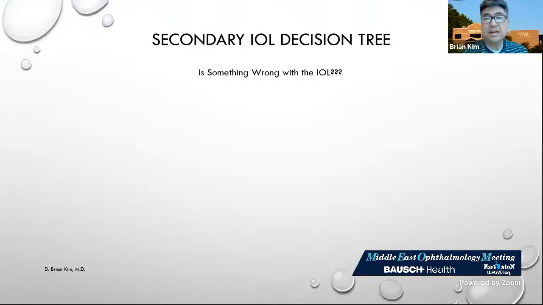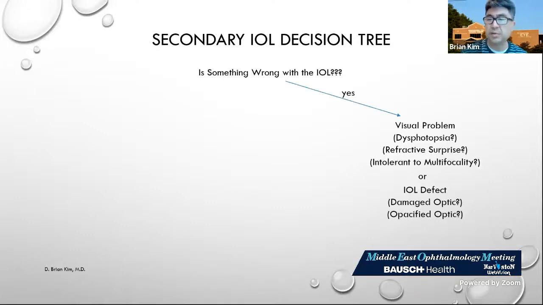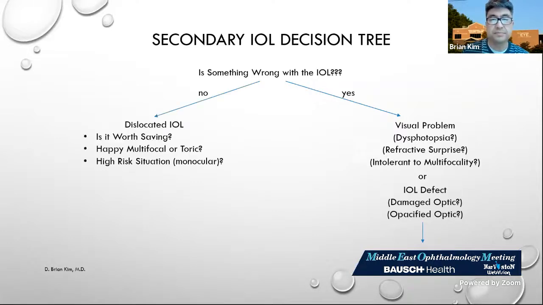And so for secondary IOL, because that's really the topic that we're going to be discussing, we have to think about a decision tree here. Is there something wrong with the lens? In other words, is the patient having trouble with the particular lens, whether it's dysphotopsia or refractive surprise, or the patient is not able to tolerate multifocality, or if there's damage to the lens, opacified optic or a damaged optic. And in this case, you'd have to exchange the lens. And hopefully it's an intact bag, but the point is the bag is not the primary offender, it's the IOL.